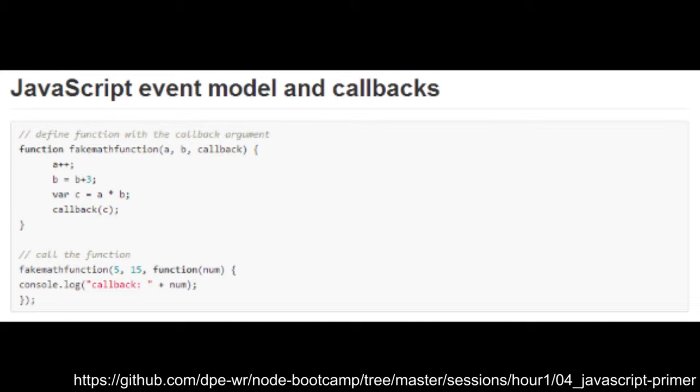So you'll do what you did before, which is increasing the value of a, setting the value of b to b plus 3, and then multiplying them together. After all that executes, because you're passing a callback function into the fake math function as one of the parameters, you can now call it with whatever you computed in the function. That basically ensures it executes after what you're doing in the fake math function.